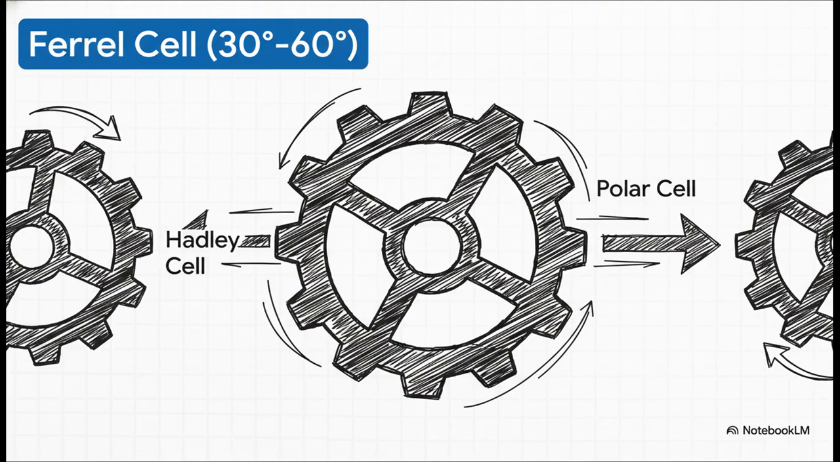Then, right in the middle, you have the Ferrel cell. Now this one's pretty unique because it's not directly powered by temperature. Instead, it acts like a gear in a big machine, turned by the motion of the Hadley cell on one side and the polar cell on the other. It's responsible for pulling warm air towards the poles and cool air toward the equator, which gives us the westerlies. Those are the winds that shape the weather for so many of us in the temperate zones.